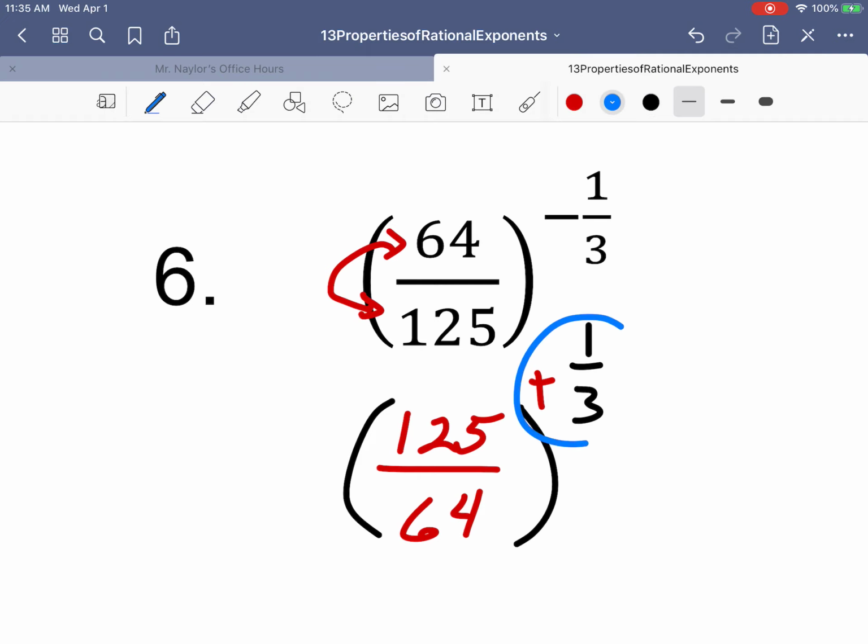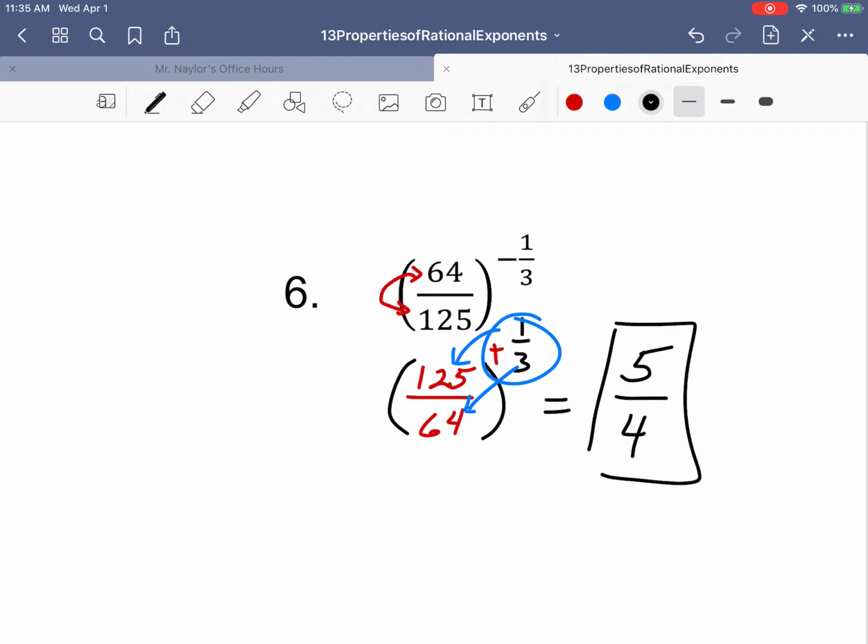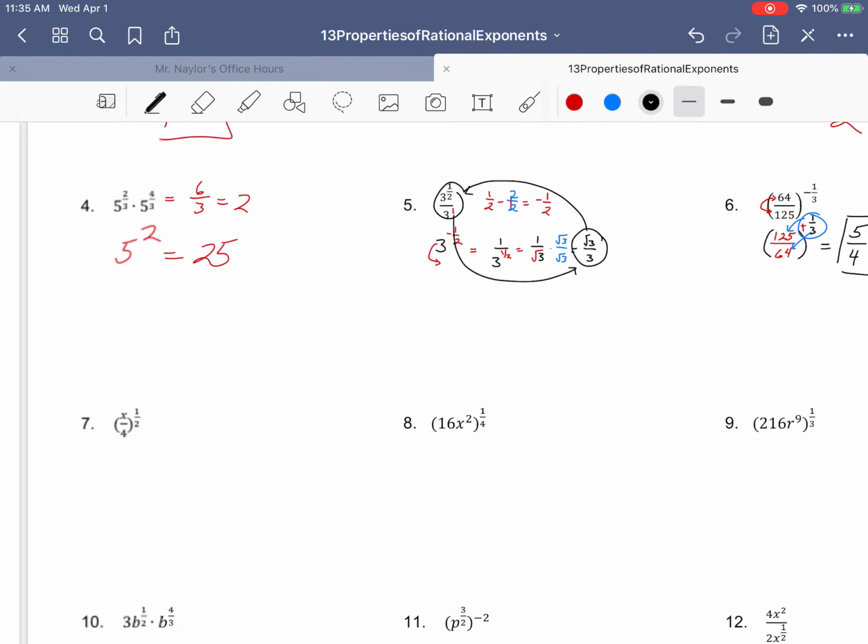Now, if you bring in 1/3, that's like doing the root of each of these numbers. That's like doing the third root. Well, the third root of 125 would be 5. The third root of 64 would be 4. Okay, that's because 5 times 5 times 5 is 125. And, of course, 4 times 4 times 4 is 64. So the root comes out to be 5. The root comes out to be 4. 5/4.